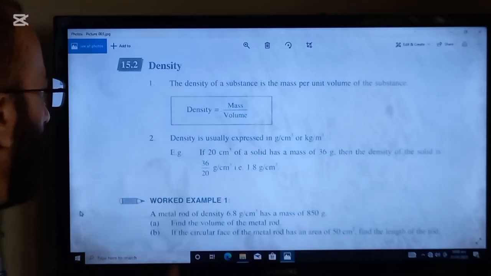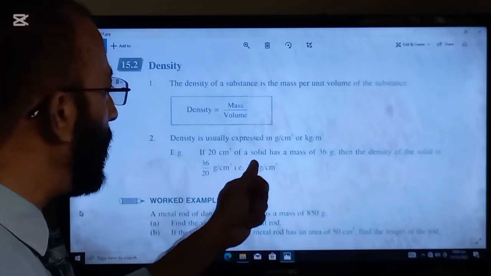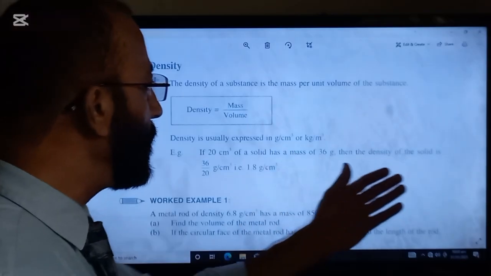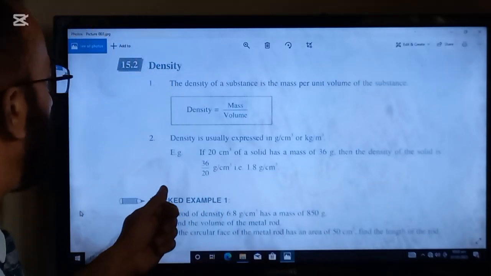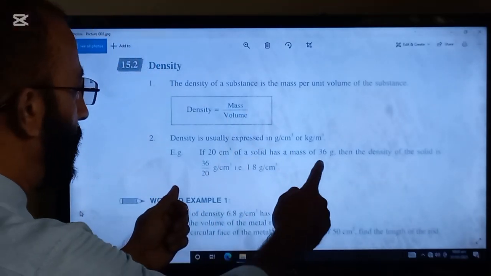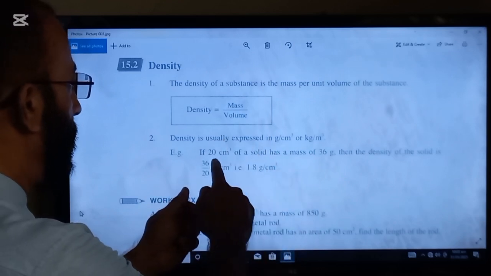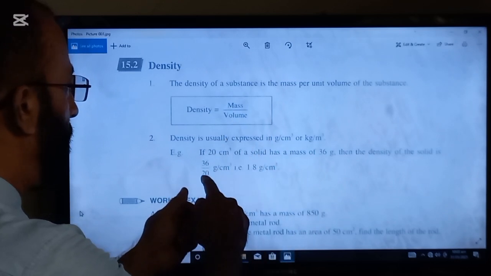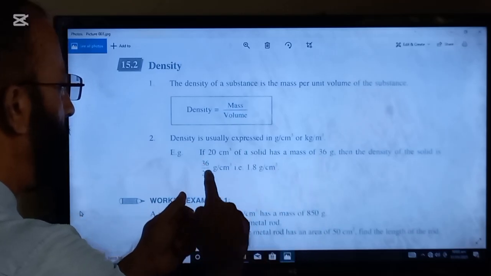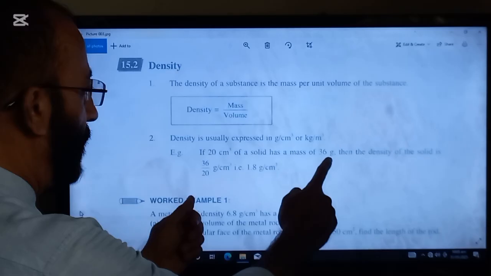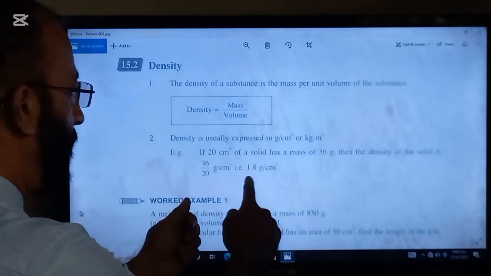For example, if 20 centimeter cube of a solid has a mass of 36 grams, then the density of the solid is, the formula is mass over volume. So the mass will be placed in the numerator, and the volume will be placed in the denominator. So 36 over 20, cancel it, that will give you the answer, and the unit will be gram per centimeter cube.